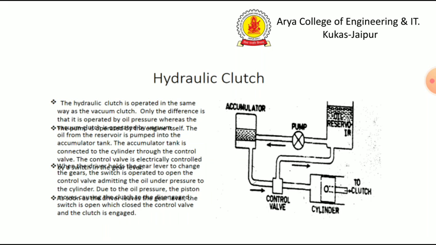When the driver holds the gear lever to change the gear, the switch is operated to open the control valve, admitting the oil under pressure to the cylinder. Due to the oil pressure, the piston moves. As soon as the lever is released, the switch is open, which closes the control valve and the clutch is engaged.